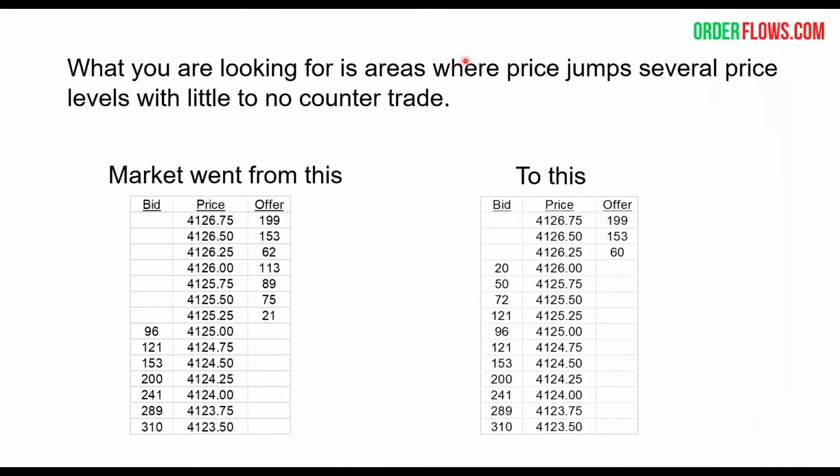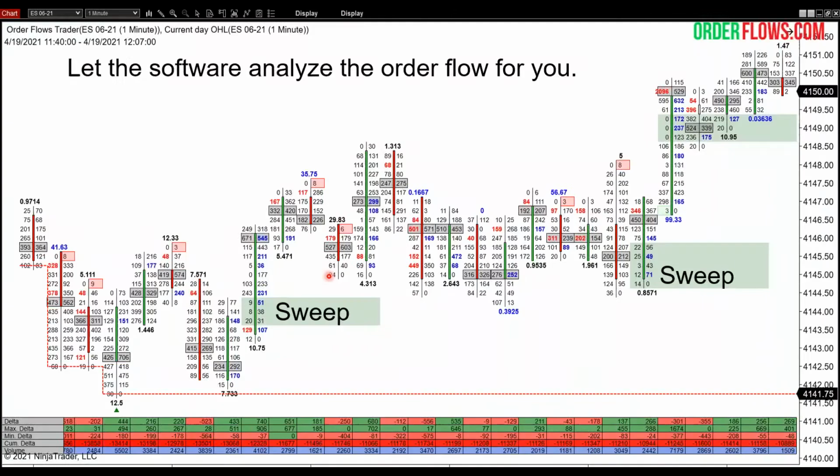So basically what you're looking for is where price jumps several price levels with no counter trade. So if the market is trading 25 at 25 and a quarter, 90 on the bid, 20 on the offer, then all of a sudden you turn away, you look back, and it's 26 and a quarter. Oftentimes it's someone who just came in and swept all these offers and turned it bid here. And if you're looking at a footprint chart, you can see where the sweeps are. Sweep here, sweep here, sweep here, okay?